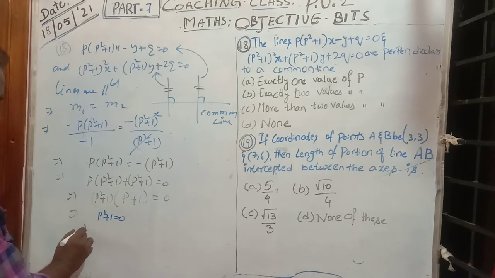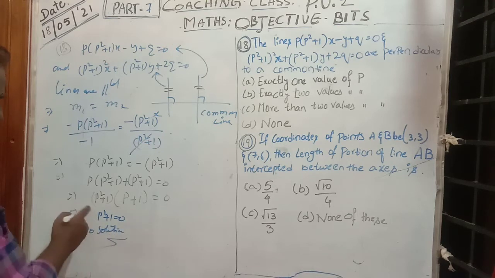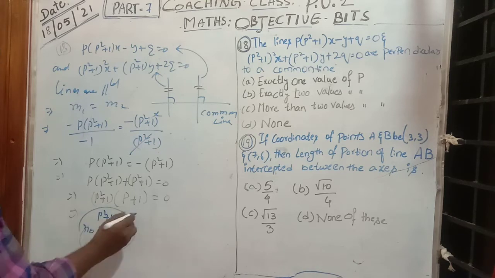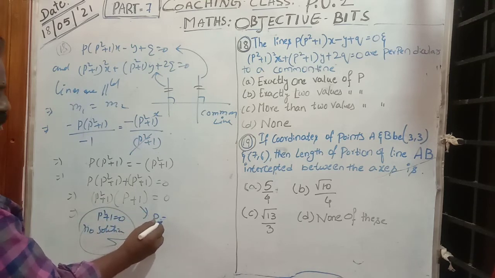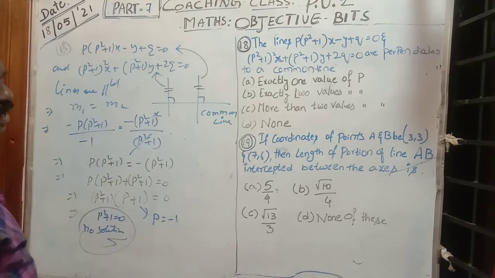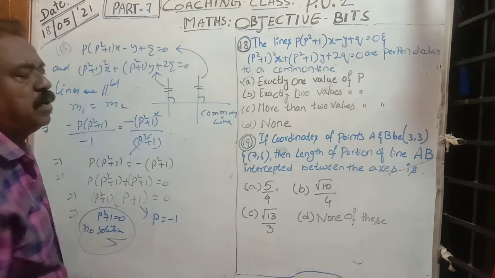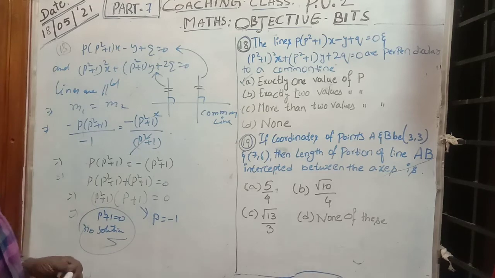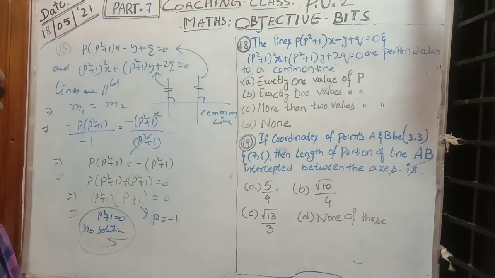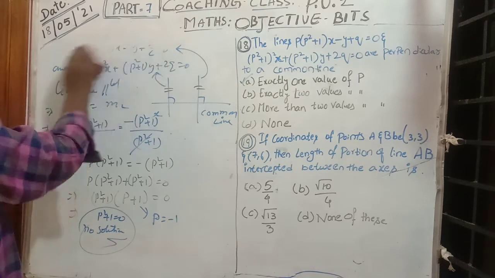It is no solution. For here only, it is no solution. Meaningless. P square is equal to minus 1 will come. So it is wrong. So firstly we will get P is equal to minus 1. That means exactly one value for P. What the value of P is, is not asked. But we are asked to find only how many values of P. Okay? So it is over.